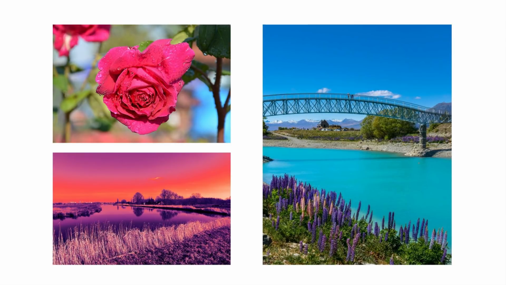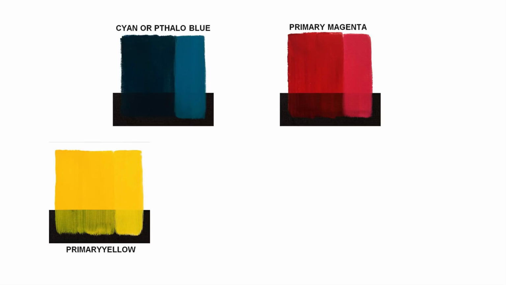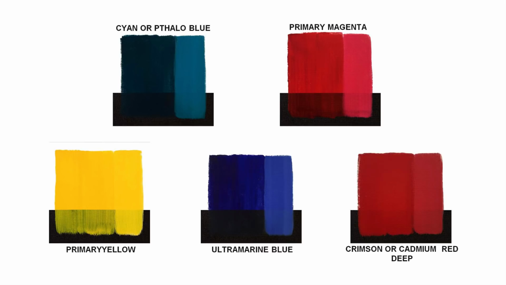With that said, I would recommend you to have 5 key colors to use as your primaries, so that you can combine both color systems and benefit from their strengths. They are cyan blue or phthalo blue green shade, primary magenta or quinacridone magenta, yellow, which is the same for both systems, ultramarine blue, and crimson red or cadmium red deep.